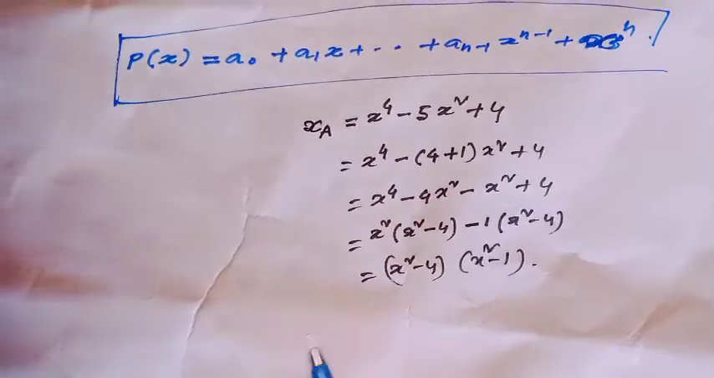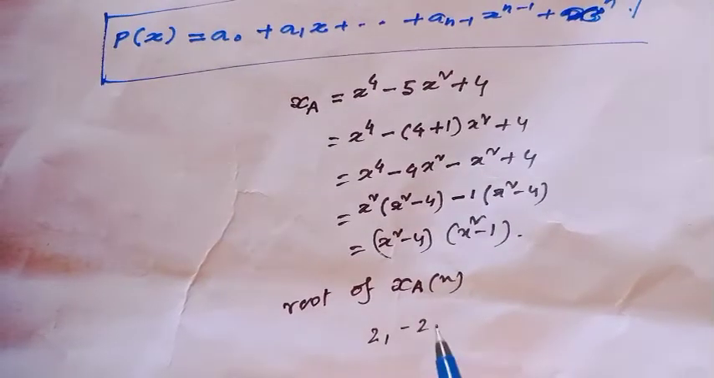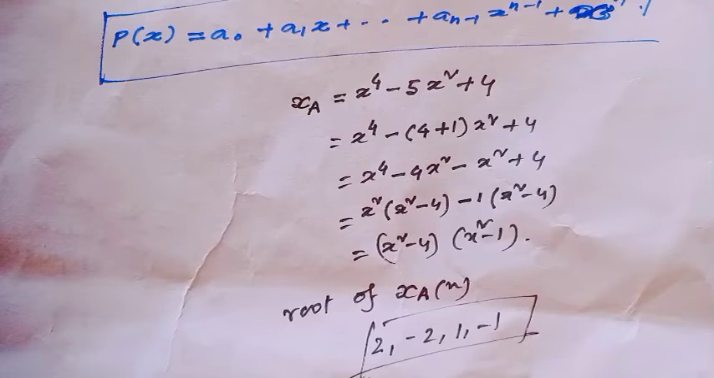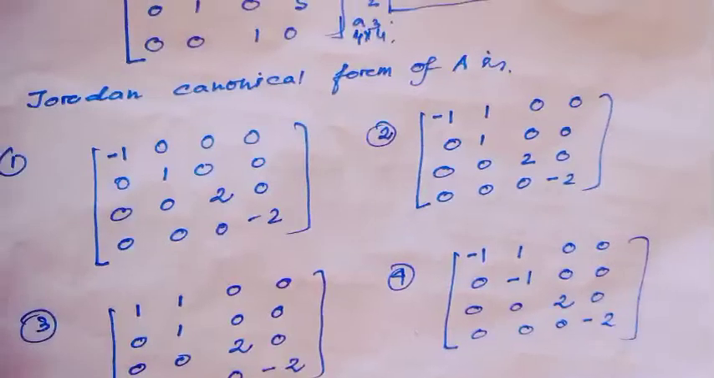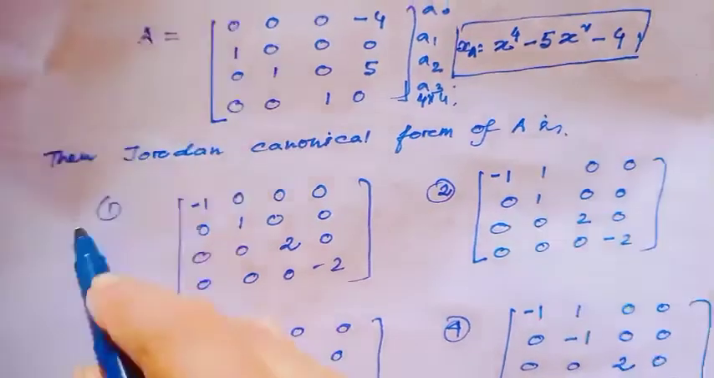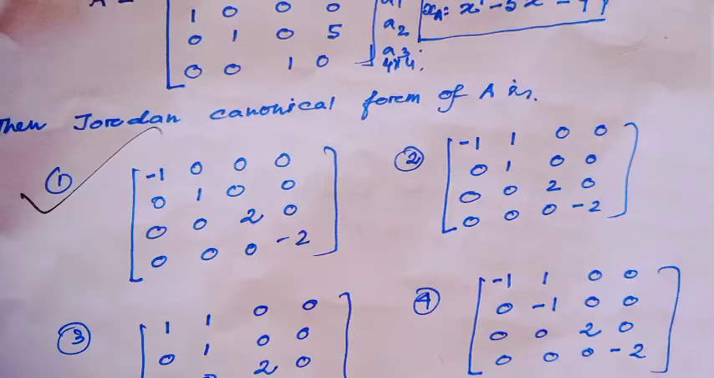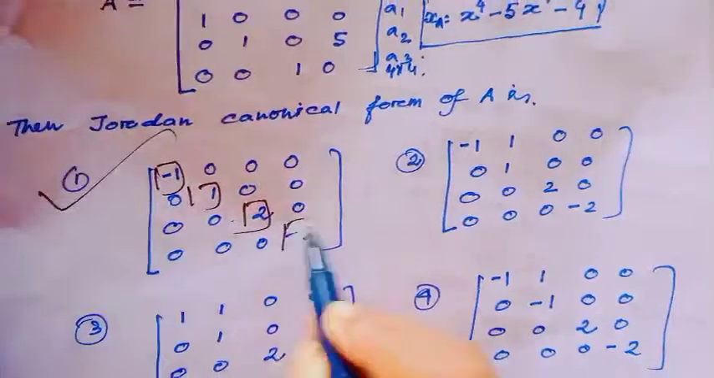Therefore, the roots of the characteristic polynomial are 2, minus 2, 1, minus 1. Okay? Therefore, all the eigenvalues here are distinct, so the Jordan canonical form would be as in this example. Since all eigenvalues are distinct, there exists only one block for each eigenvalue.